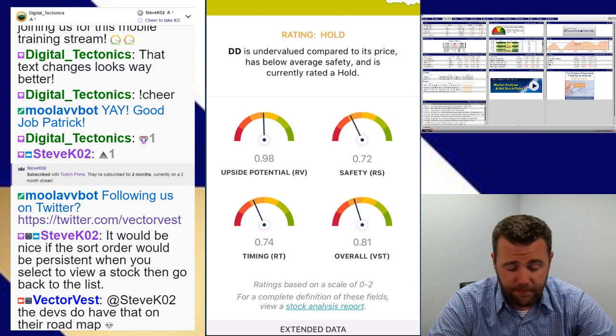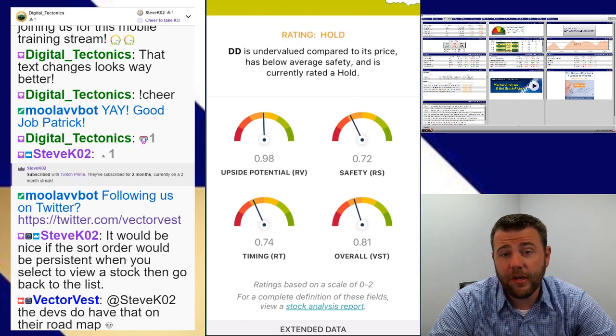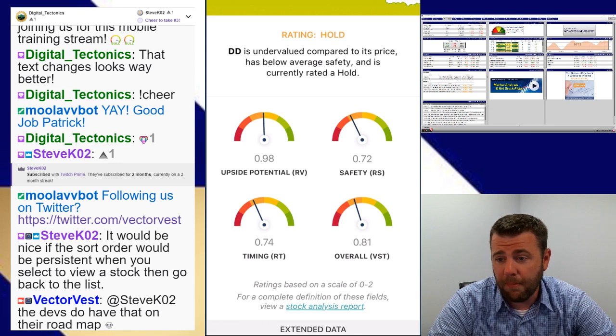If we look at DuPont, a fairly conservative name, we see the long-term or upside potential, which is over the next 1 to 3 years, below 1. So we know that's poor. We look at the safety factor. How much risk is involved with this stock? 0.72, that's below 1. That's poor. We look at the timing, 0.74. We know the stock's in a downtrend. That's poor. So overall, the stock has a poor fundamental and technical reading on it currently.